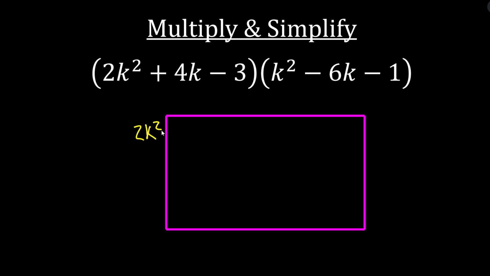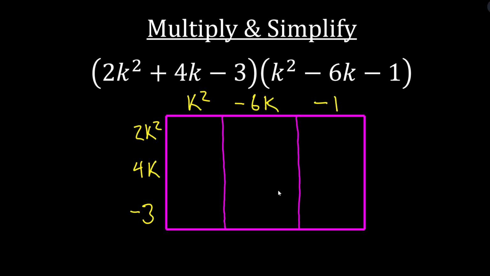We have 2k squared here, and then we have plus 4k, and then we have minus 3. So we're going to have 3 rows, and then we're also going to have 3 columns because this is k squared minus 6k, minus 1. Boom. So we have 3 rows, 3 columns. Let me see if I can draw it out here fairly neatly. We're going to be a little bit tight on space.